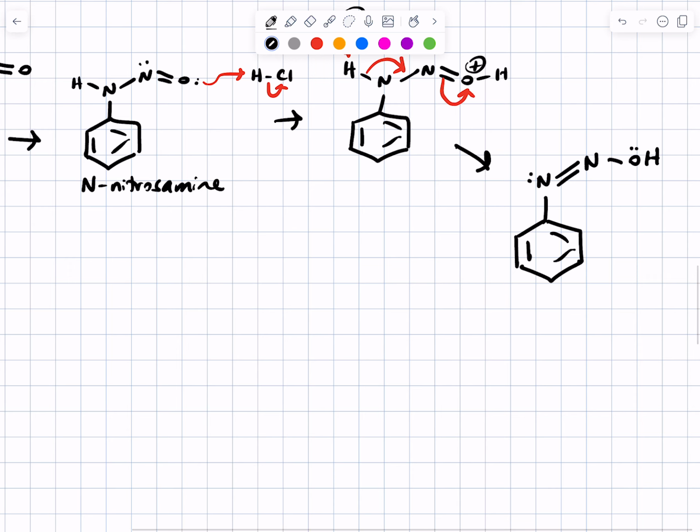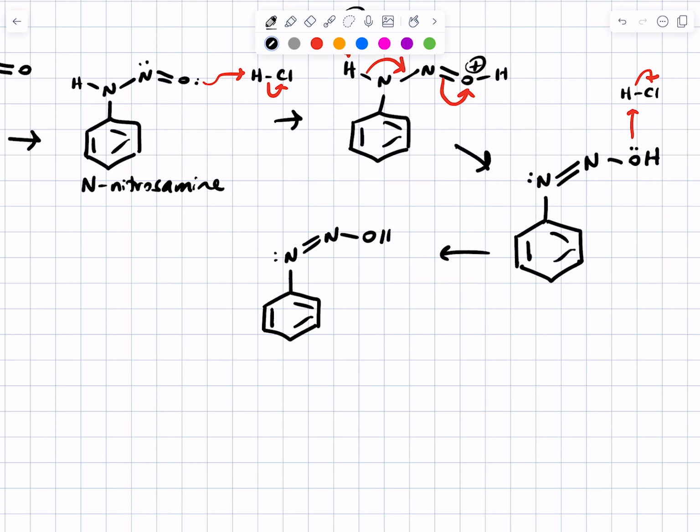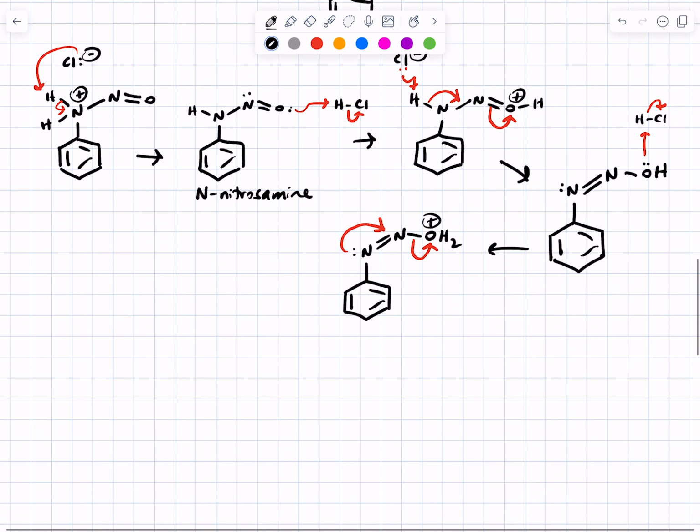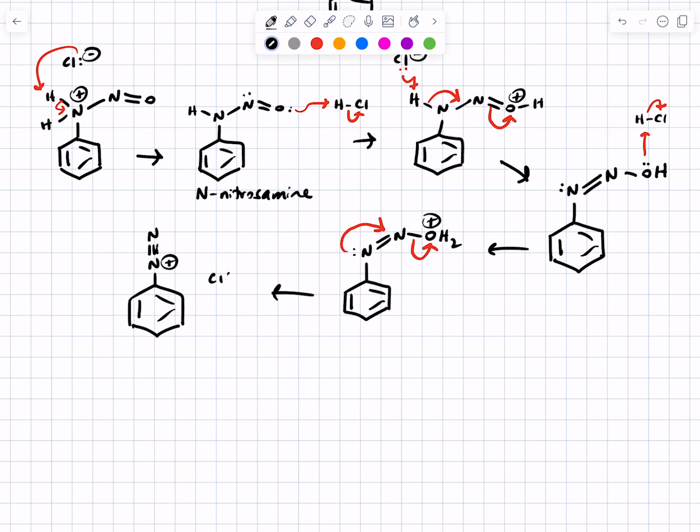If HCl protonates this oxygen on this intermediate, thereby turning it into a good leaving group, then the lone pair electrons on the nitrogen can act as a kicker-offer to kick off the leaving group. And then that's what gives us what we've called our aryl diazonium salt, and Cl minus is the counter ion.